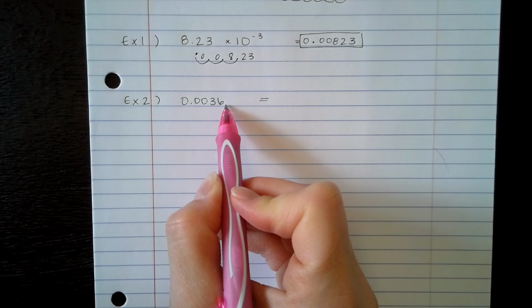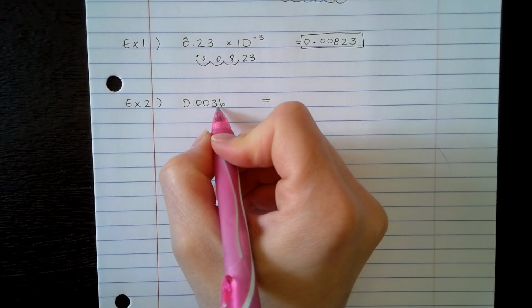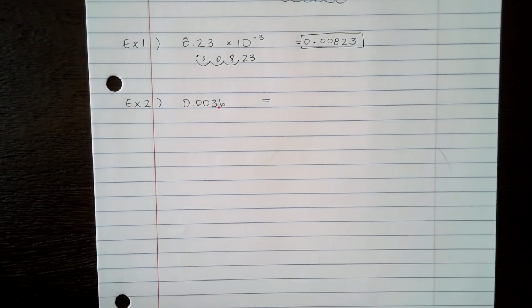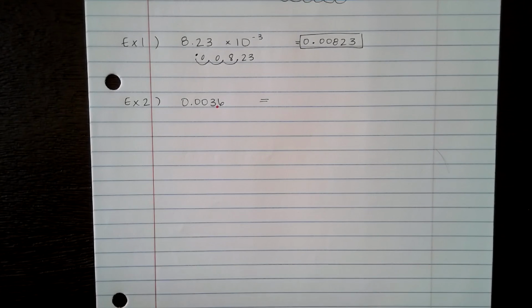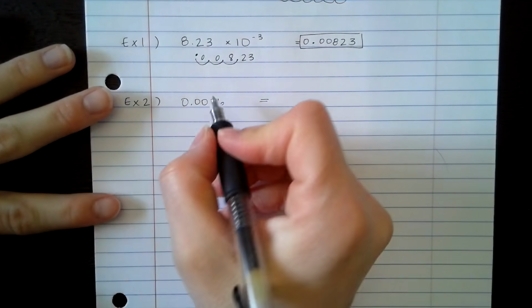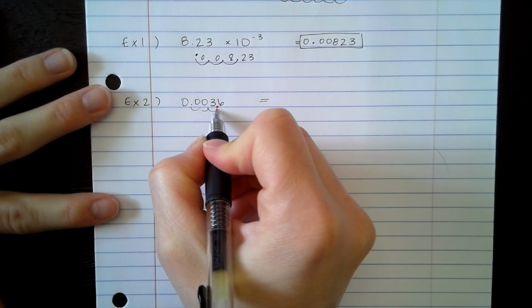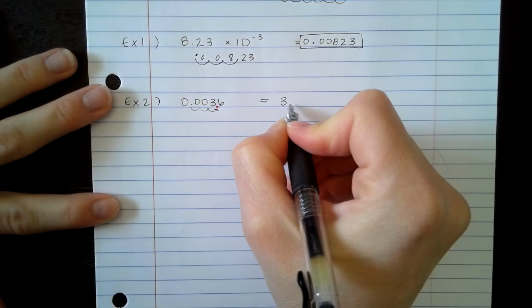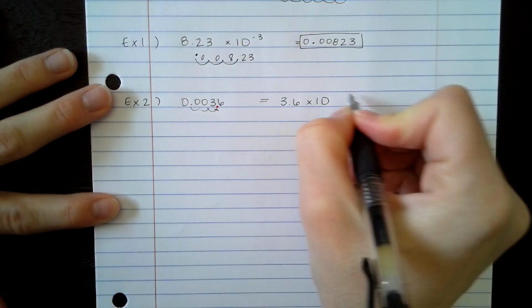If I put it over here, the coefficient would be 36. That's not between 1 and 10. So I have decided that it needs to go between the 6 and the 3, because that way it is between 1 and 10. So if I move it over 3 spaces, I get 3.6 times 10 to the power of 3.